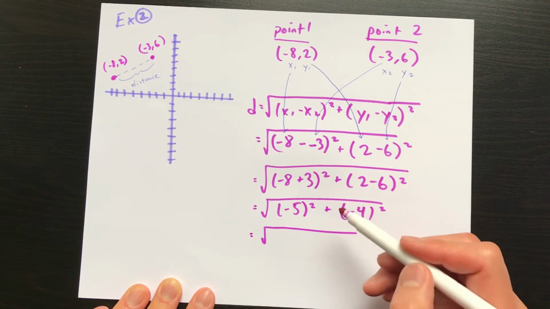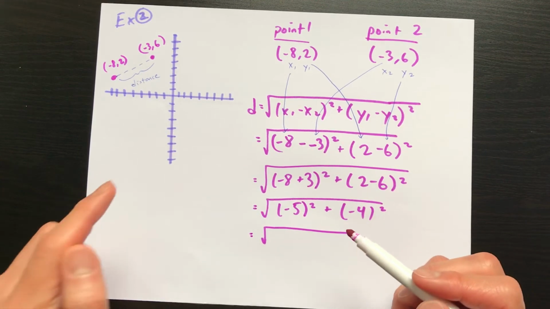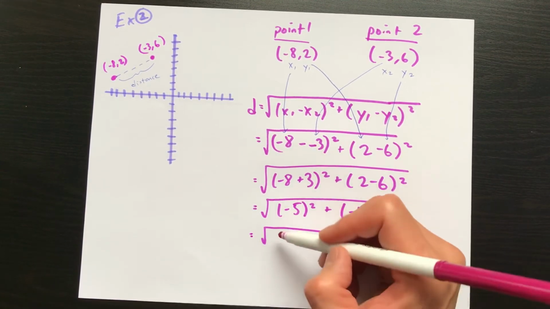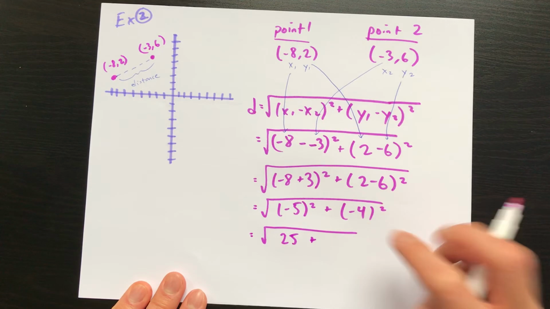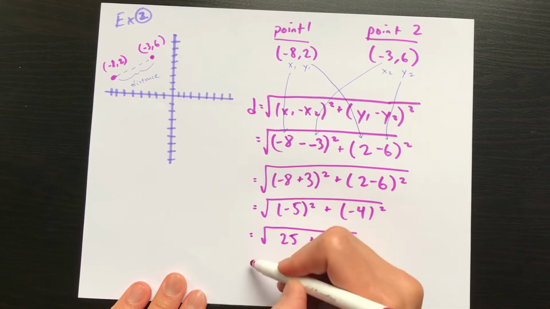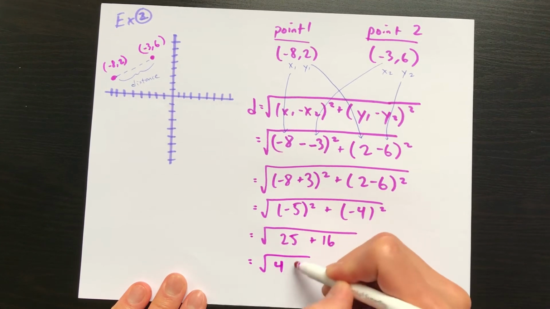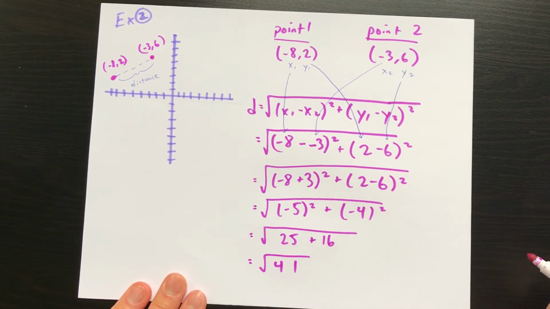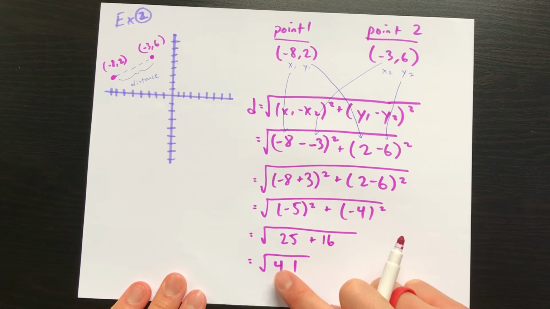Okay, remember negatives, positives, completely different answers. So negative 5 squared. So negative 5 times negative 5. Think about that, right? A negative times a negative gives you a positive. A negative 4 times a negative 4 gives you a positive 16. So this comes out to 41. Okay? So now here you cannot simplify this anymore.